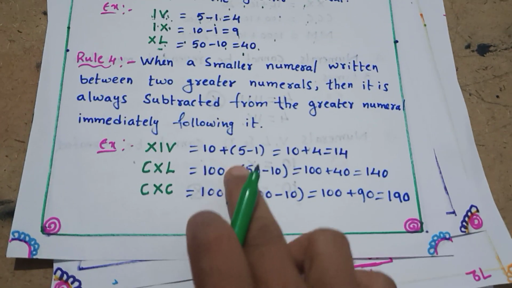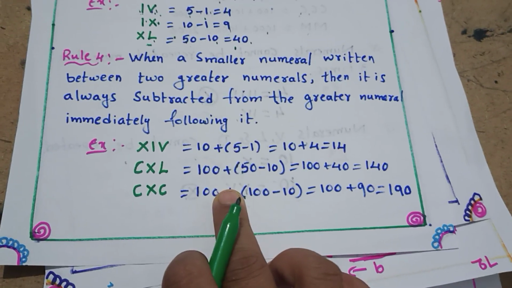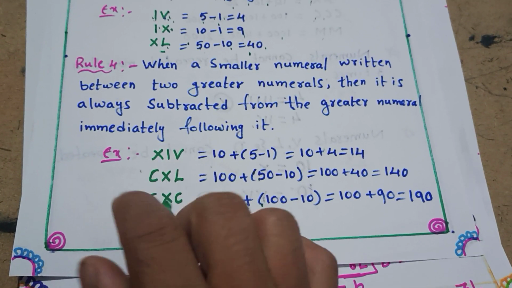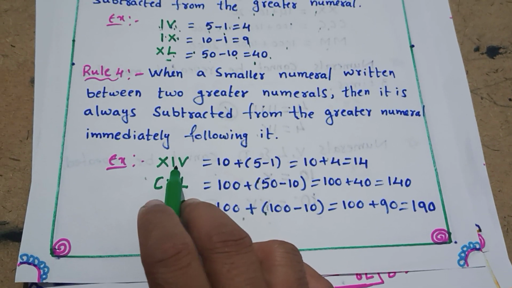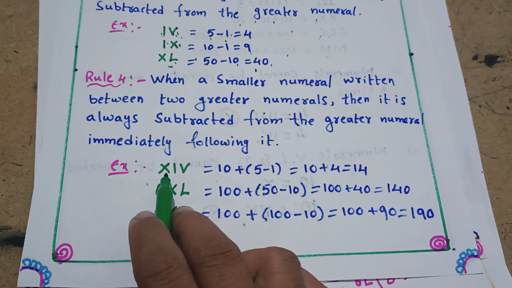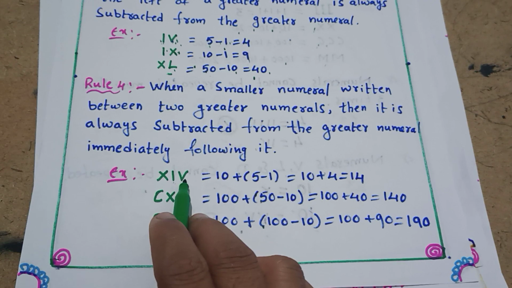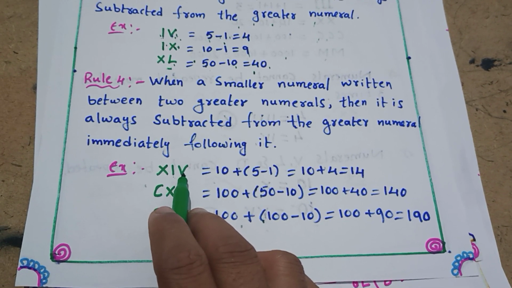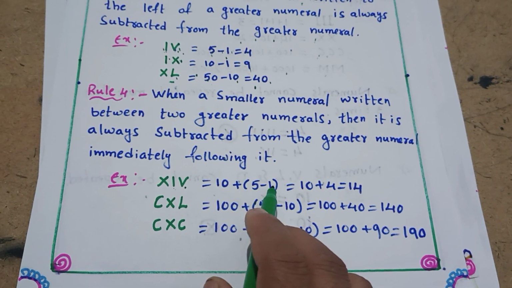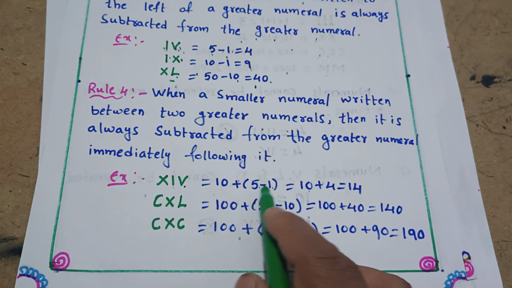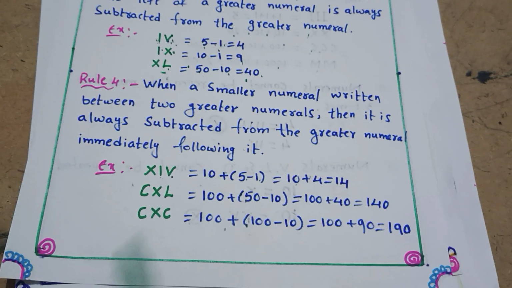Like that, I have written examples also. XIV. I is smaller. The smaller value is written in between two greater values, so this I should be subtracted from the right side value. Observe children: 10 plus 5 minus 1. 5 minus 1 is 4. So 10 plus 4 is 14.